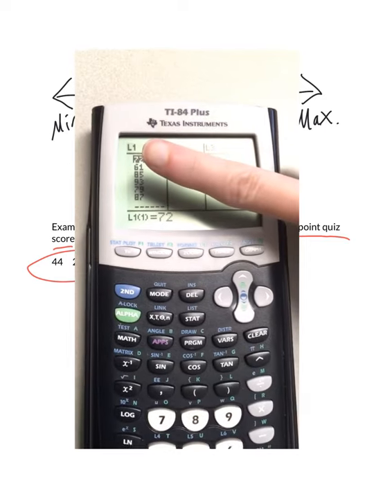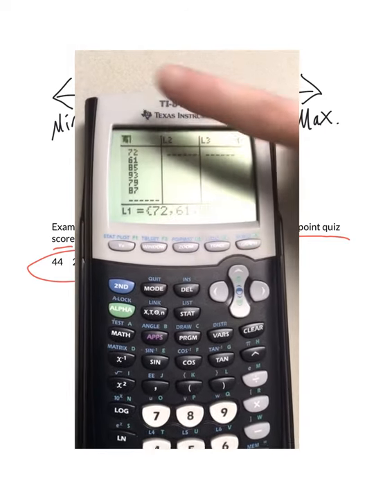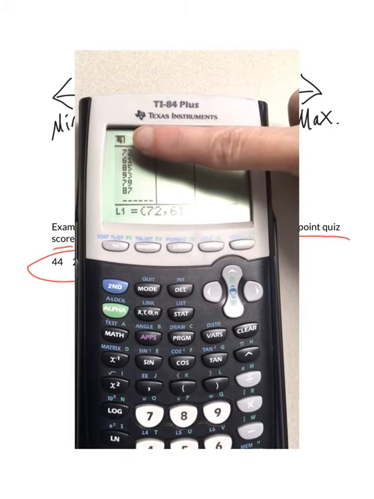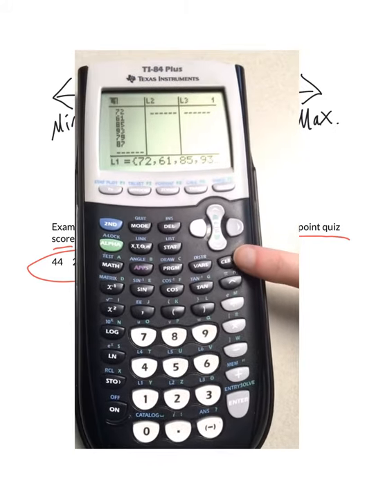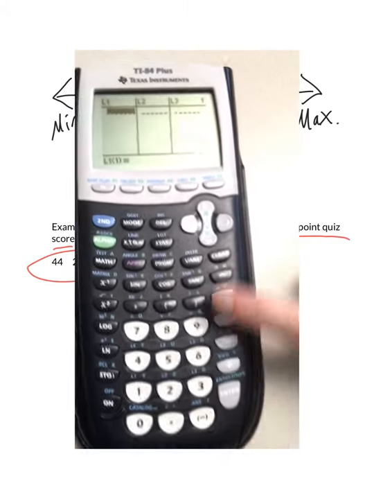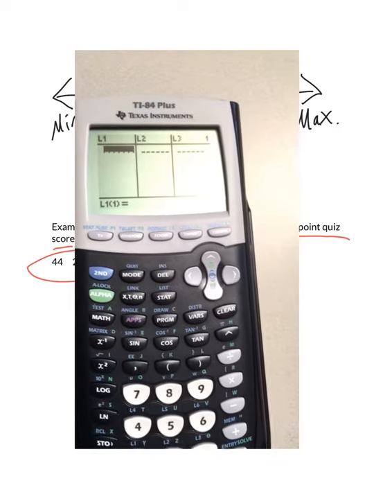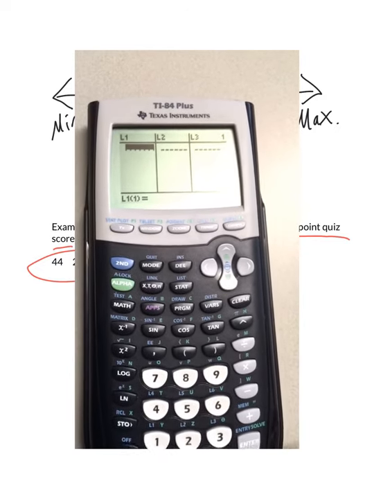Let's get rid of the old homework questions information. So I'm going to hit the up arrow key so that L1 for list 1 is highlighted. I'm going to hit the clear button followed by the enter button. So clear, enter, and ta-da, all that old information is gone. Now I'm going to type in the new information.